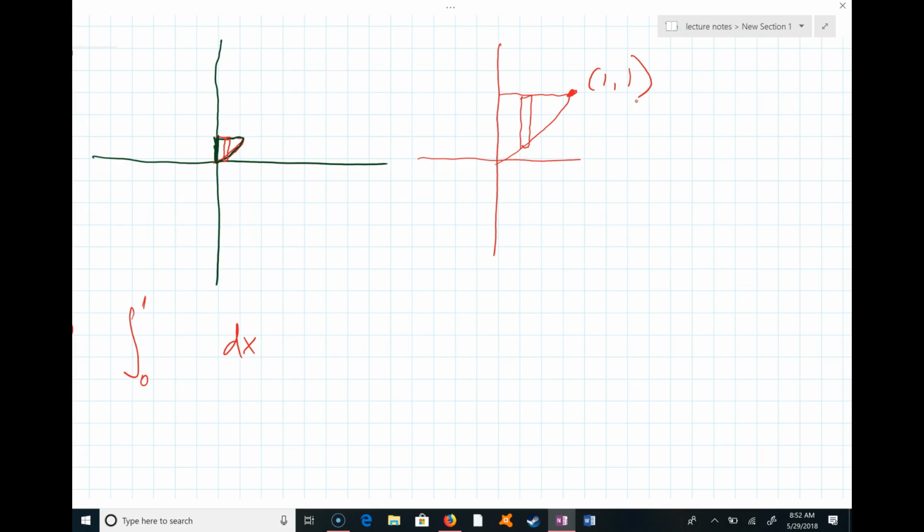We know that this point right here is the point (1, 1), right? So we know the x coordinate is 1. So the limits go from 0 to 1. Now we just have to determine what's the height of the rectangle, because remember the dx is the width of the rectangle. So what is the height of the rectangle? Well, it's the top line minus this curvy line. The top line is 1. The curvy line is x squared.